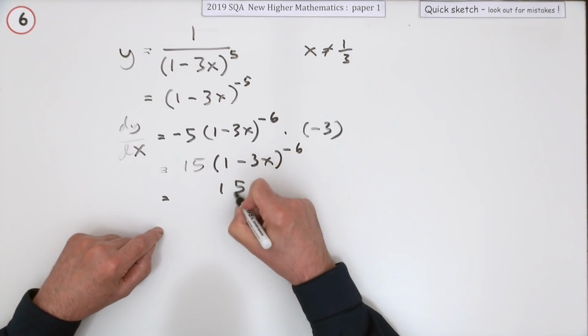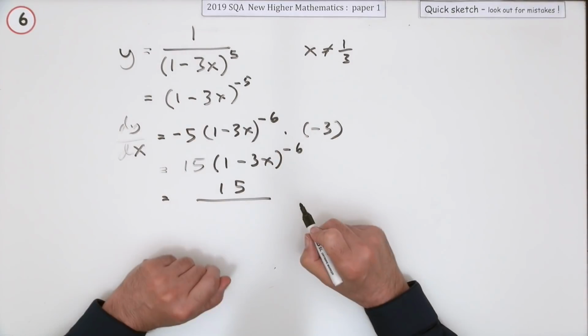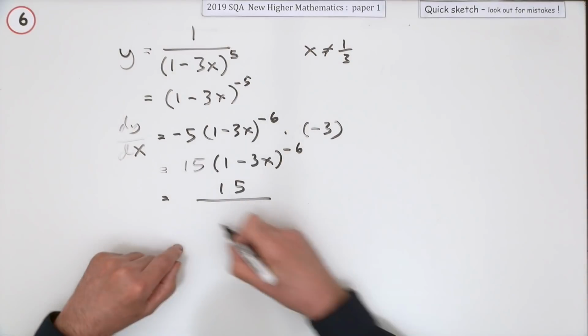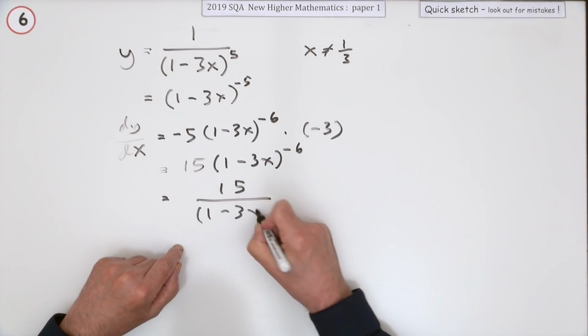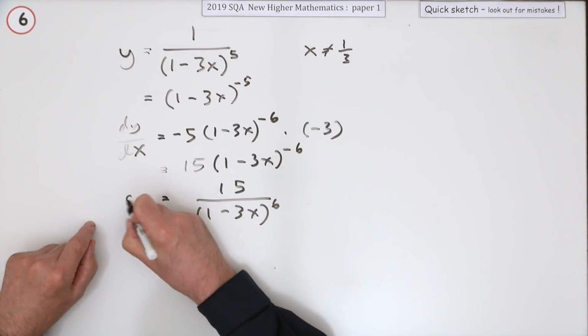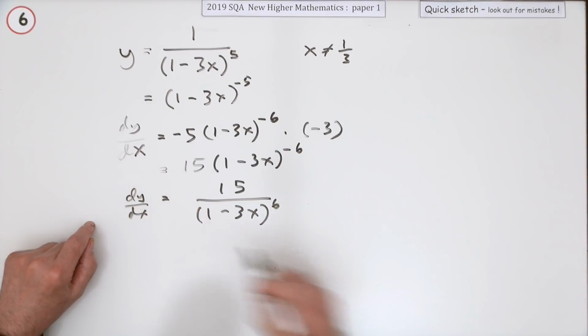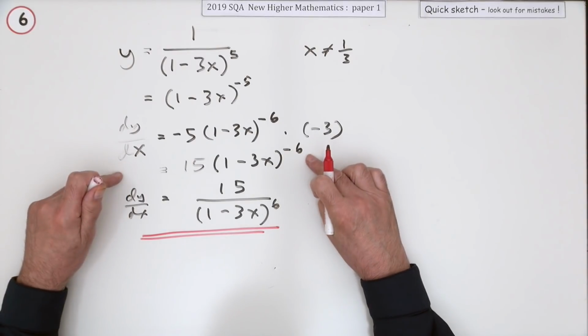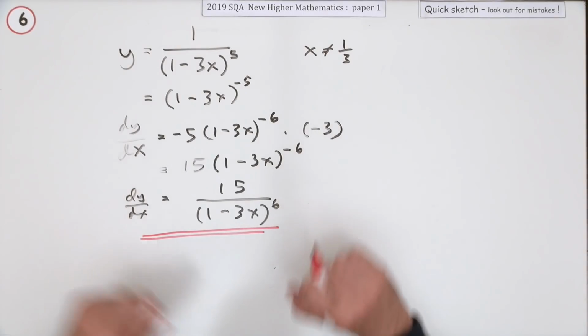I'd prefer it to be finished off though. Put it back the way you found it. Negative 6 means it's power 6 underneath. So 1 minus 3x to the power 6. That's what I would put down for dy by dx. But leaving it like that will probably get you the 3 marks.